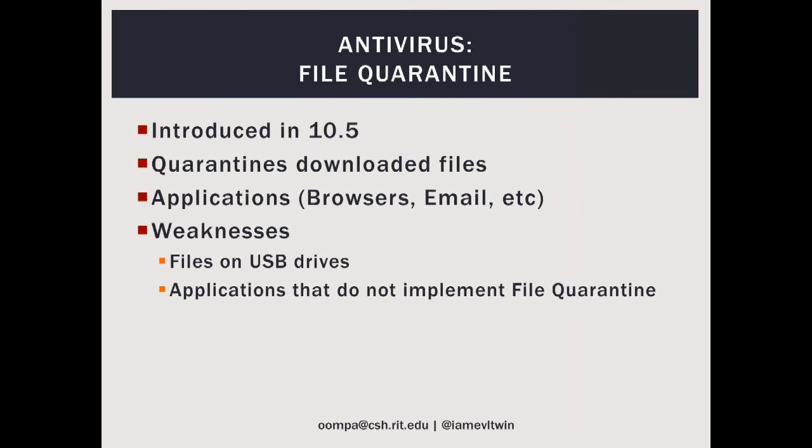Antivirus. Mac does in fact have built-in antivirus capabilities. It's not great, but it is built in. File quarantine was introduced in 10.5. It uses extended attributes to tag certain files. A lot of the files that are downloaded through the major browsers and the major email programs will be tagged with this quarantine data. This, however, doesn't help us when we're doing intrusion analysis, because it doesn't tag files that are copied over from USB drives. It only does applications that specifically implement file quarantine.